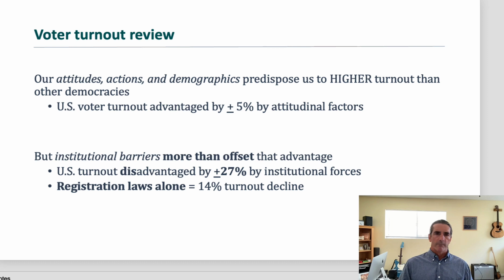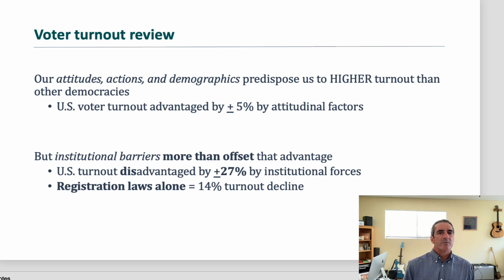And to sum up this large body of research in just a few words, if it came down to just the first things that I mentioned in that formula, attitudes, actions, and demographics, those things would predispose the United States to have higher voter turnout than any other country in the world. We are more likely to have the kinds of attitudes, engage in the kinds of actions, and fall in the socio-demographic categories that would predispose us to higher turnout than most democracies. Our turnout would be advantaged by about 5 percentage points by those attitudinal factors. It's the institutional barriers that more than offset that attitudinal advantage.